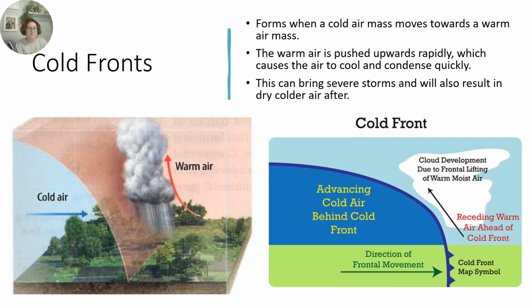So, a cold front. Simple sort of a thing. We're going to talk about the air that's moving in. It forms when cold air masses move toward warm air masses. The warm air tends to get pushed upward somewhat rapidly, because it's less dense than cold air. This causes the air to cool where those two boundaries are meeting, which brings our severe thunderstorms, and also results in cool, dry air afterward.